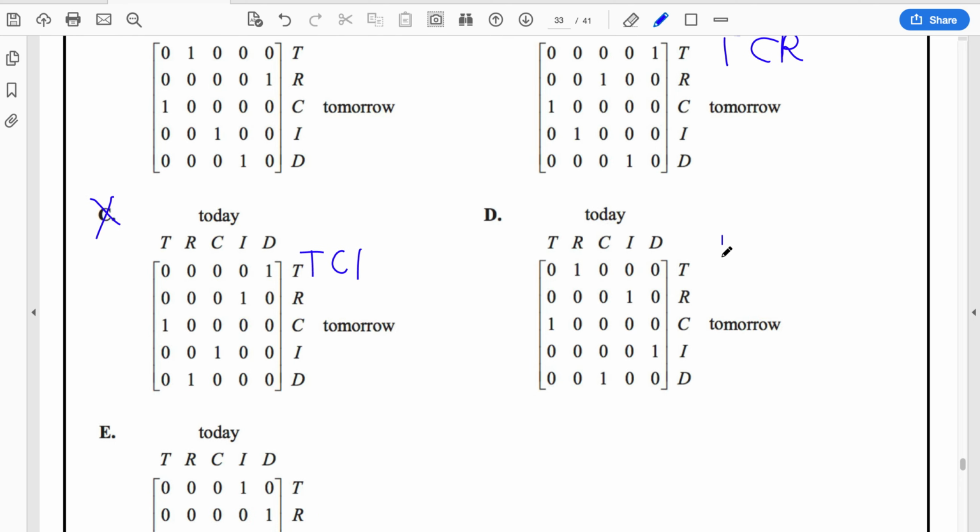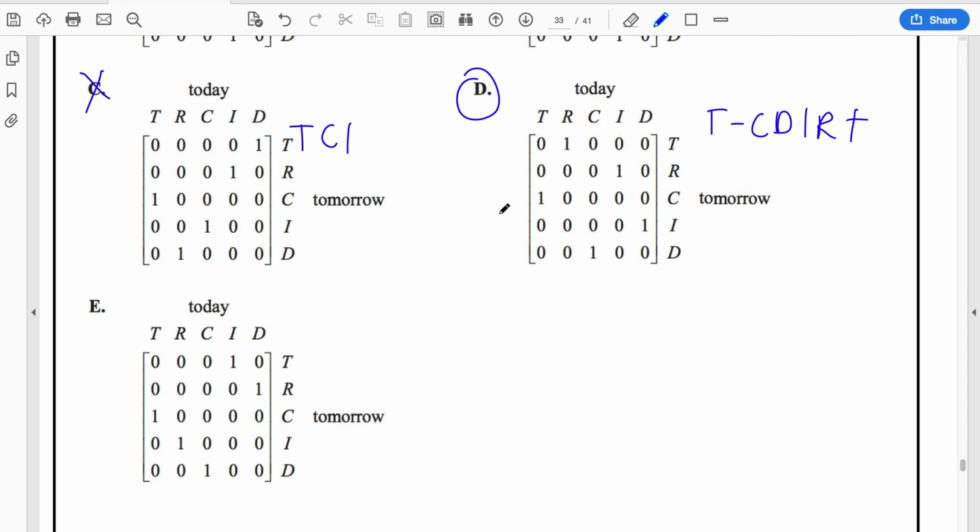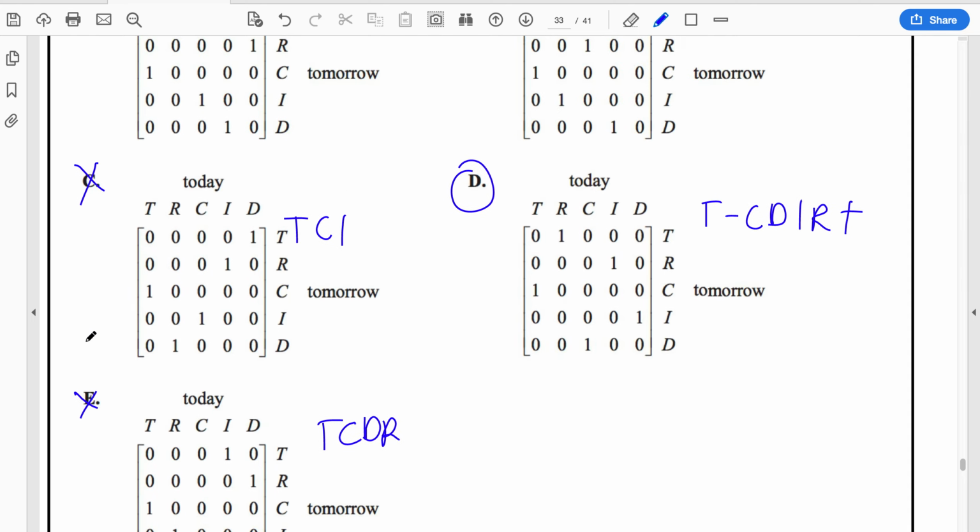T to C is good. C to D. D to I. I to R. R to T. There we go. And then finally, why would this one not be the answer? T to C is good. C to D. D to R. So that one's not good. Okay, and there we have it. The answer is D.